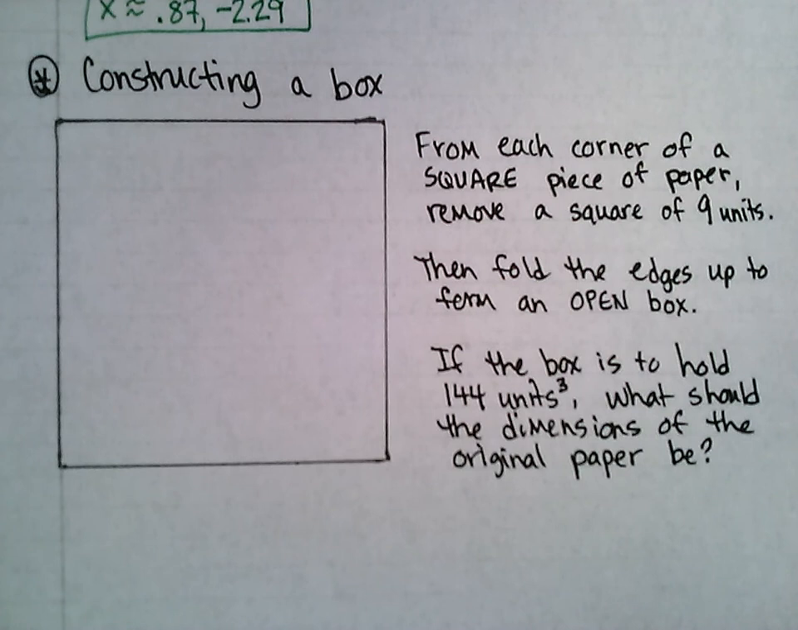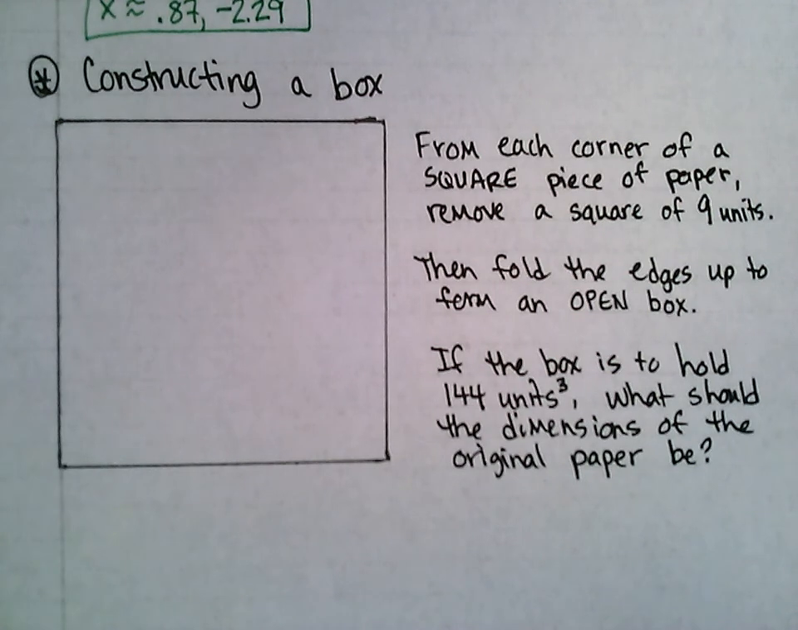So what we're doing is we're going to cut a square of 9 units. Like there's always different varieties. Sometimes we don't know how big we're cutting the square. This time we do. We're going to cut out squares that are 9 units, and then we're going to fold up the edges to form a box. And the box has to hold 144 cubic units, which is volume. What should the dimensions of the original paper be?